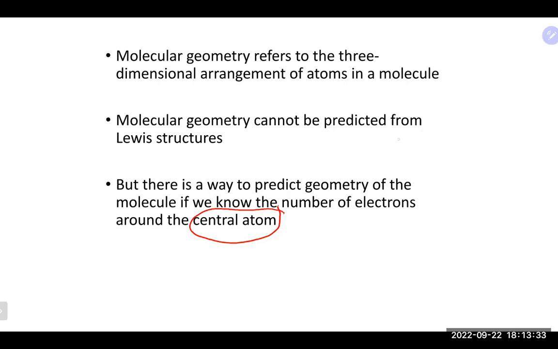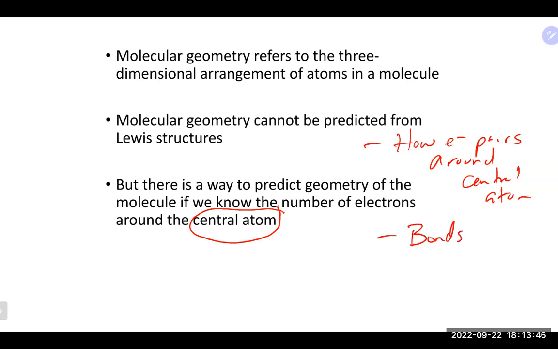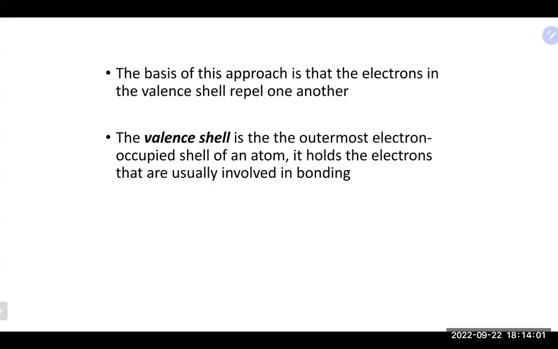You're looking at how many electron pairs there are around the central atom. And the other important thing is how many bonds you have there. So how many bonds to the central atom, and how many electron pairs there are around the central atom. Depending on the answer to those two questions, you will have a certain geometry associated with that, based on how many electron pairs and bonds there are.